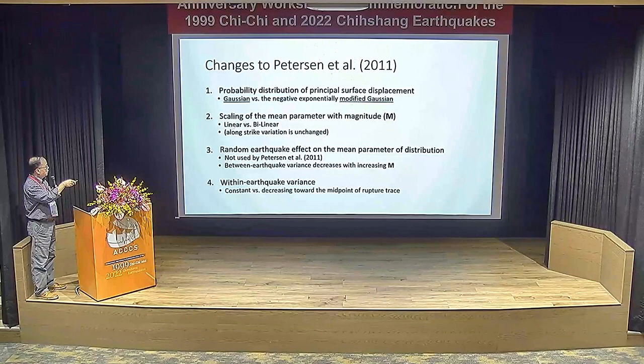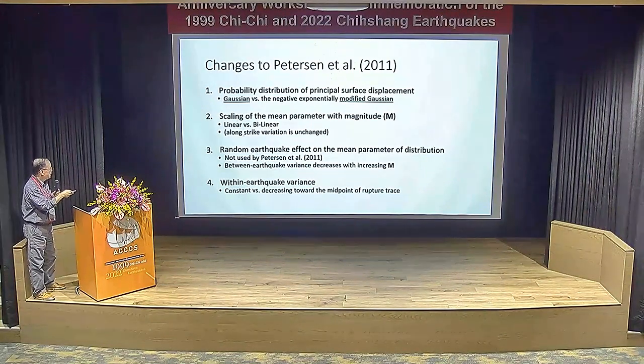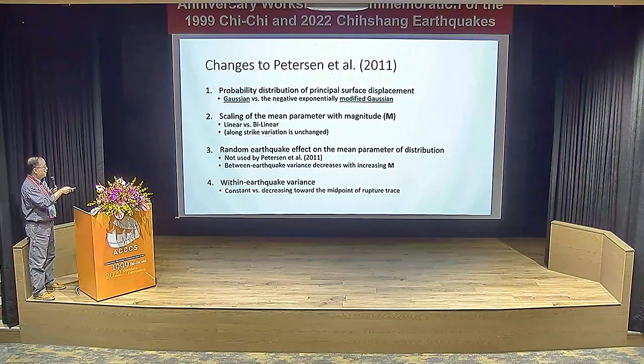And Peterson et al. use a linear magnitude scaling for the mean parameters, and we use bilinear. This is supported by the data. I'll show you a slide later that supports the use of a bilinear magnitude scaling. And by the way, the bilinear magnitude scaling is also used in ground motion models. Because of my background mostly in ground motion models, it's very natural for me to borrow something from the ground motion model.